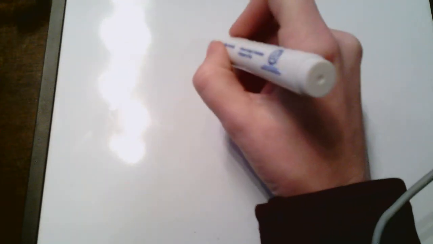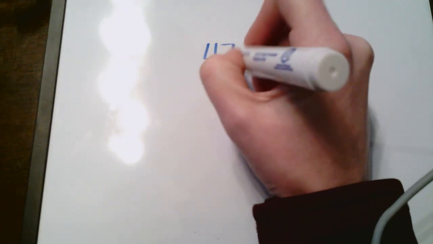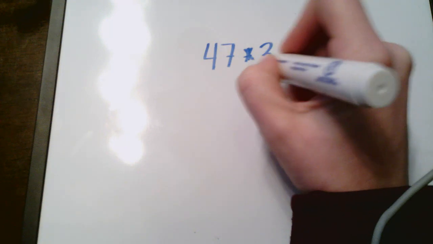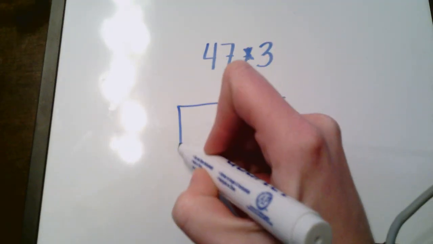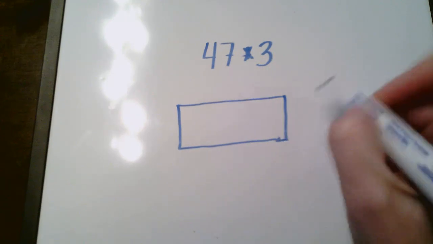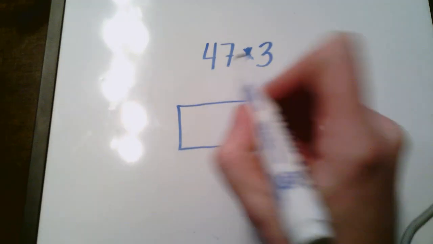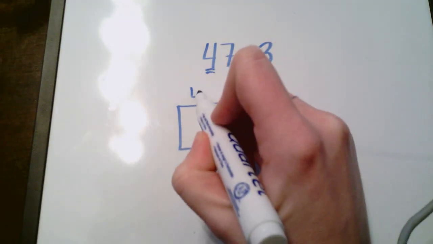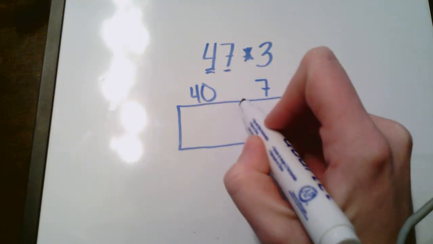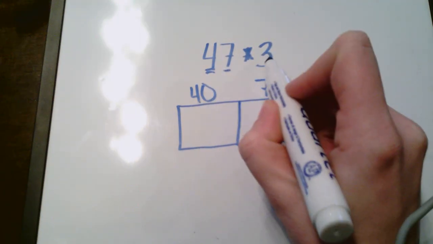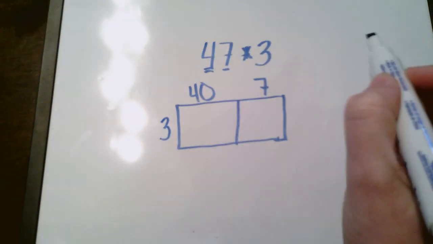Our second problem was 47 times 3. So we're going to write 47 times 3. And just like last time, we make our box. And I need to break apart 47. The 4 is worth 40. The 7 is worth 7. And I don't need to break apart the 3 because it's just the ones place.